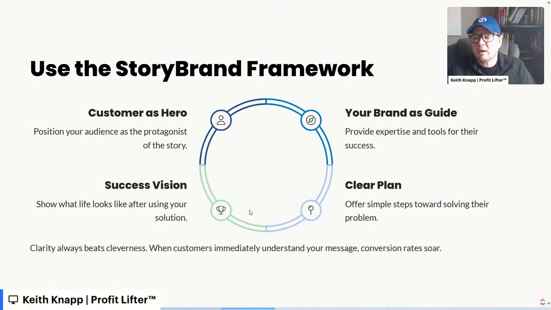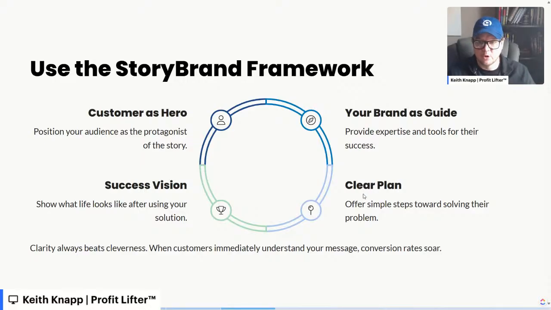Next, we have been rebuilding our infrastructure here at Profit Lifter to adopt a new conversion strategy and content strategy. This is called the StoryBrand framework. It is so much fun. I'm having a blast with it. The StoryBrand framework is actually everything that we've outlined here. It's a customer-centric content strategy.